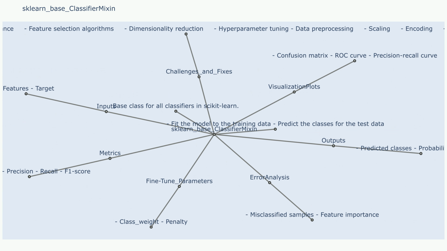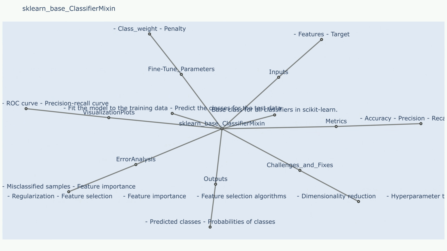Uncertainty methods. Confidence scores: some classifiers provide confidence scores for each prediction, indicating the classifier's level of certainty about the predicted class. Bayesian methods: approaches like Bayesian classification can provide a probabilistic interpretation of the predictions, incorporating uncertainty.